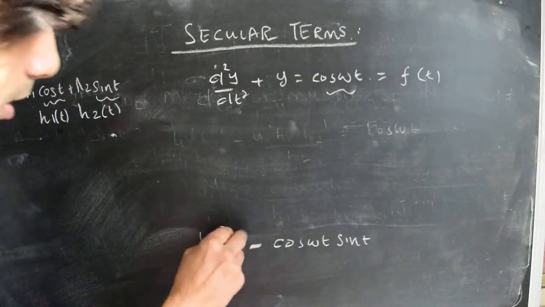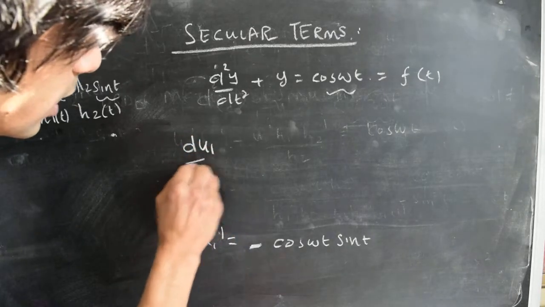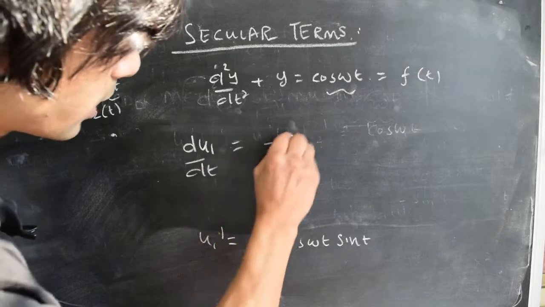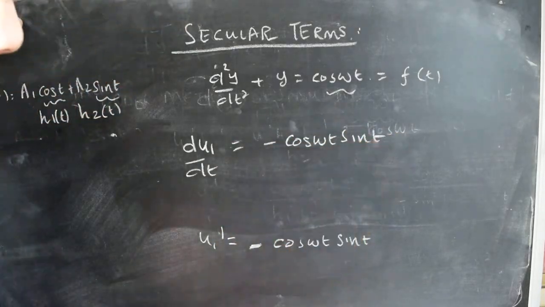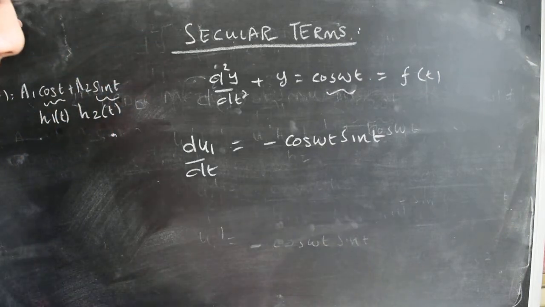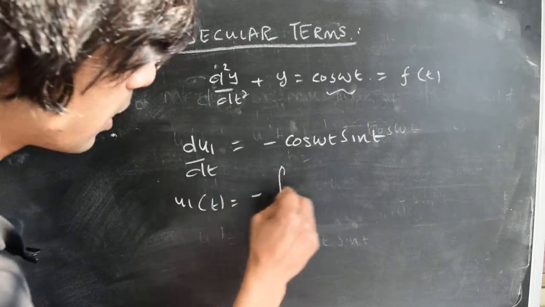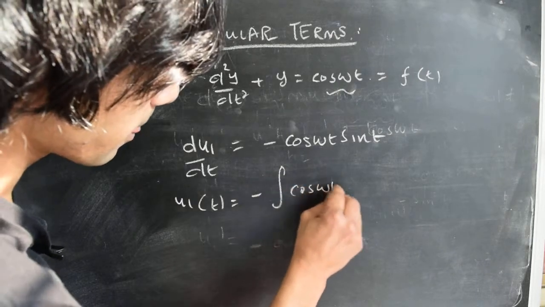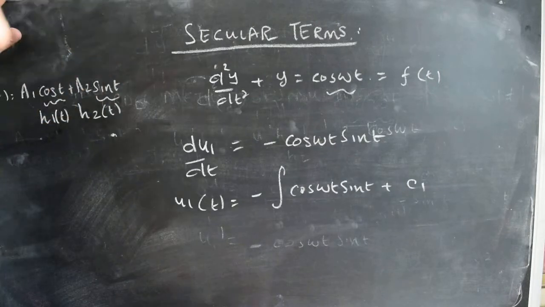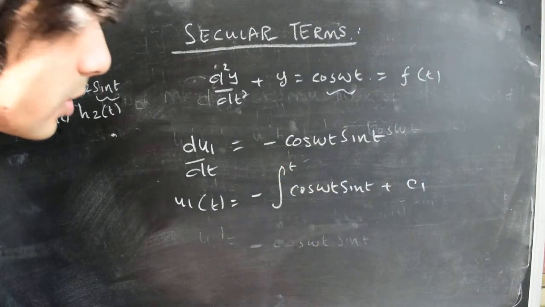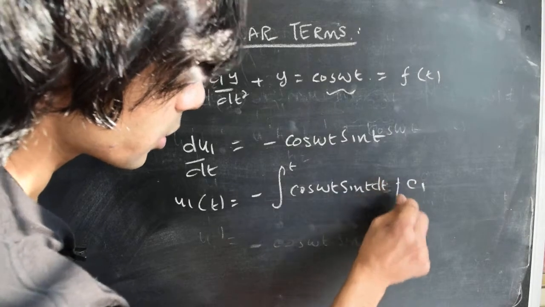Okay. So we have the differential equation, a first order differential equation du1/dt is minus cosine omega t sine of t. And let's integrate this now. So u1 of t should be the integral of cosine omega t sine t plus some constant if we integrate this with respect to time. So there will be a dt here plus a constant.